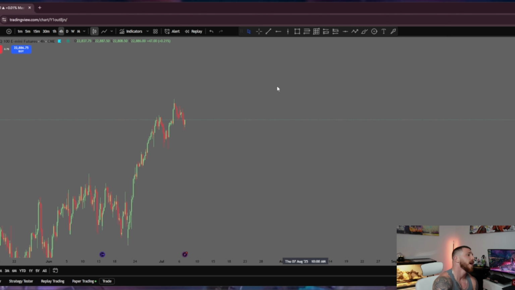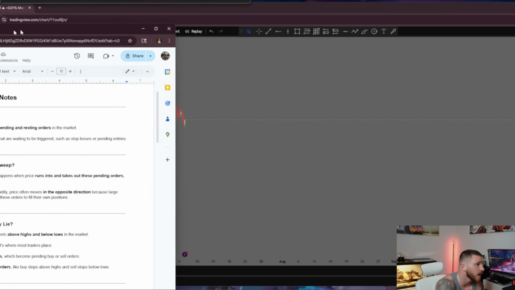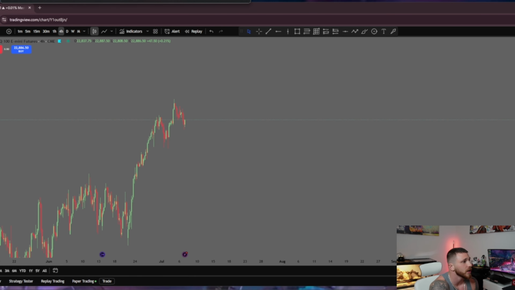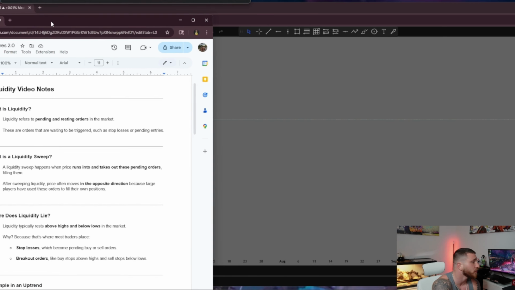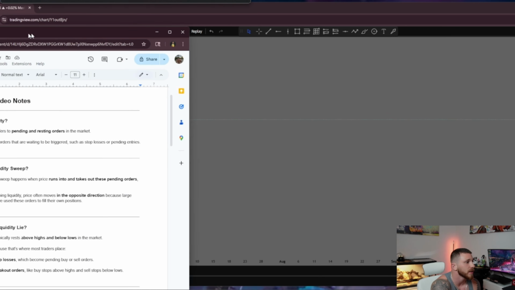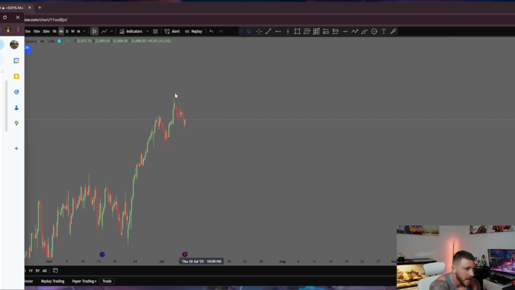So again, I have this Google Doc here that I have my notes on, and if you guys in the comments want me to share this in the Discord for free, I can. But again, I'm going to bring it into the screen right here for you guys to show you the notes. And then we're going to take it out, and I'm going to show you guys the examples on the candlesticks and draw stuff out for you so you can understand it better after reading the notes.